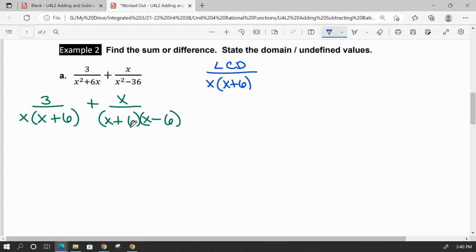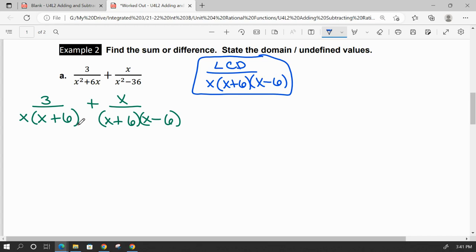This denominator has an x plus 6, but it's only got one of them, and we've already got that in our least common denominator list over here. This also has an x minus 6, which means your least common denominator must also have an x minus 6. So that's your least common denominator: x plus 6, and x minus 6.